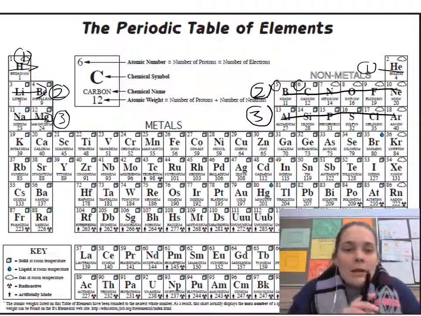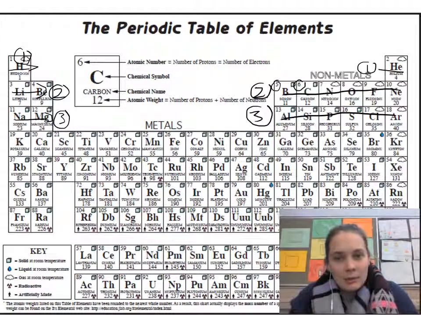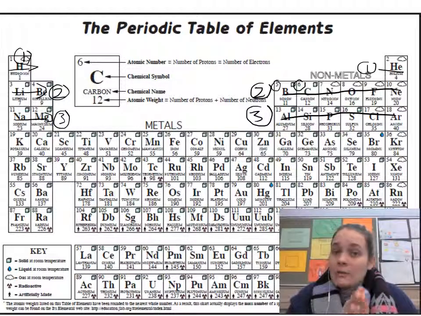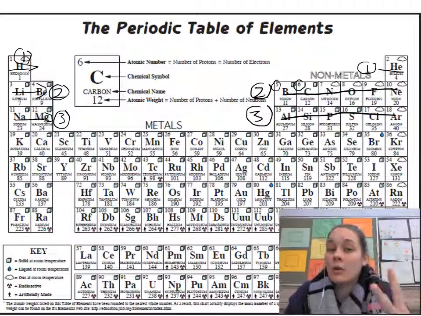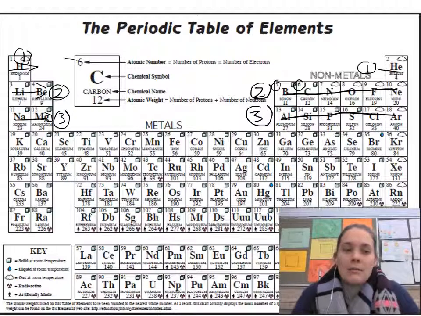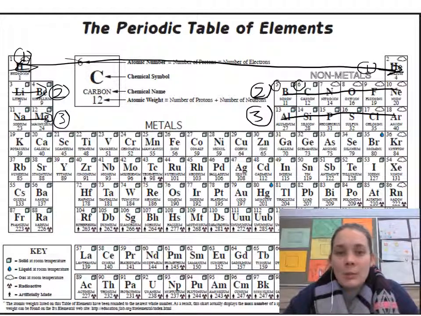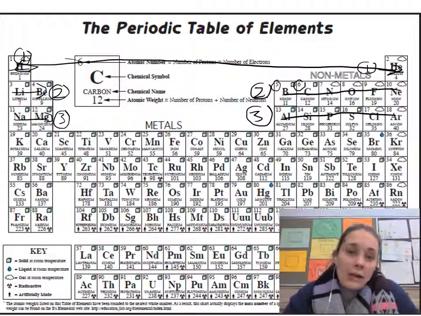So what I know is that my periods tell me how many electron shells that I need to have. My atomic number tells me how many electrons I need to have in total. I need to fill from the inside out. My first shell can hold 2 electrons, and I know this because in my first period, there are 2 elements from my periodic table. 2 electrons in the first electron shell. The second one can hold 8.